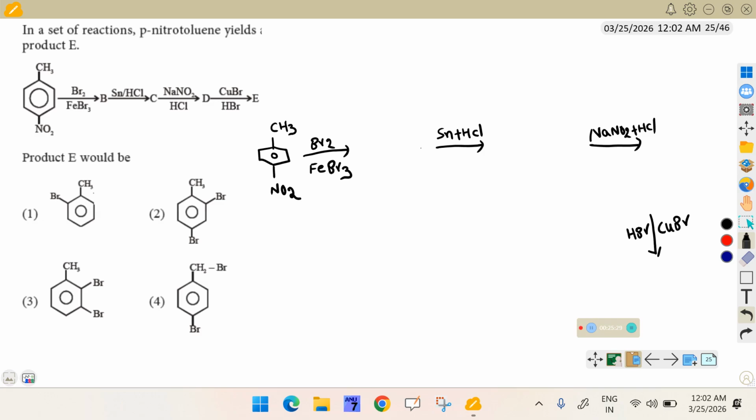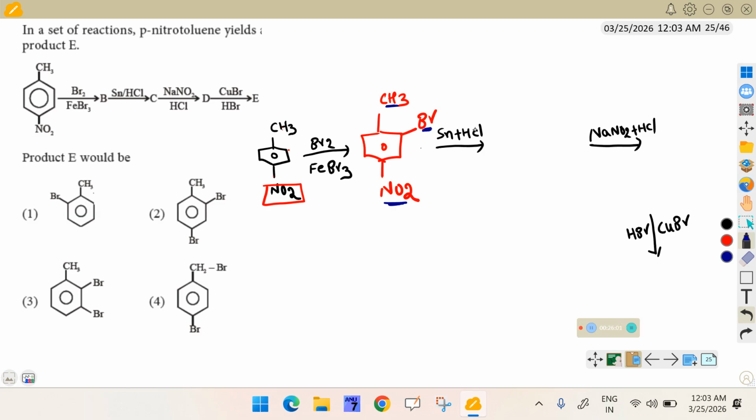The compound reacts with Br2 FeBr3. With respect to CH3, the CH3 is an electron donating group, giving ortho or para product. The para position is already occupied with the NO2 group. So the bromine atom substitutes at the ortho position. CH3 Br NO2. Now check it. With respect to the CH3, the ortho position; NO2 is an electron withdrawing group, meta position.